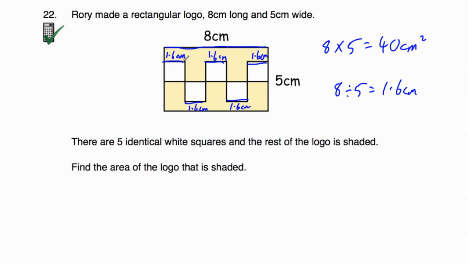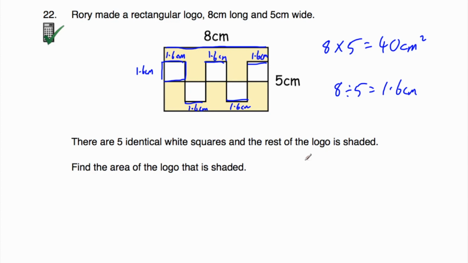In other words, the 5 1.6s, the lengths, would have to add together to be 8. And 5 times 1.6 is 8 centimeters. So we know the length of the square. And remember, it's a square, so that means the width will be the same. So that'll be 1.6 centimeters also. So we can then find the area of one of our squares. We could do 1.6 multiplied by 1.6, and that will give us the area of one of our squares.